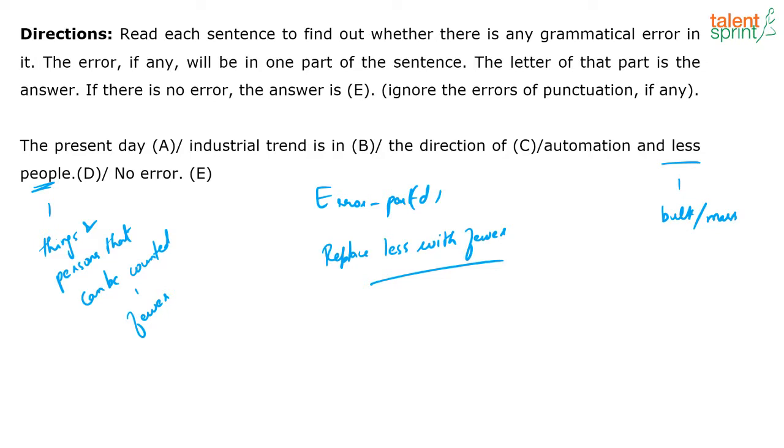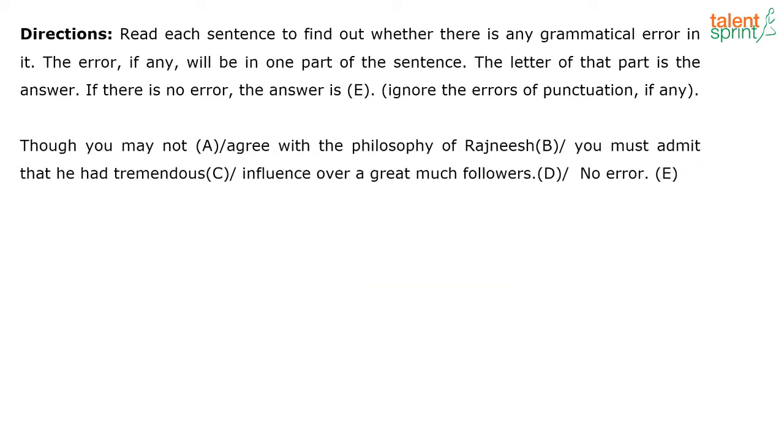We will look at some more example sentences pertaining to errors that revolve around quantifier as an error type. Let's look at this one. Though you may not agree with the philosophy of Rajneesh, you must admit that he had tremendous influence over a great much followers. Where do you think the error is? I'm going to give you about 15 seconds again. Figure out where the error is.